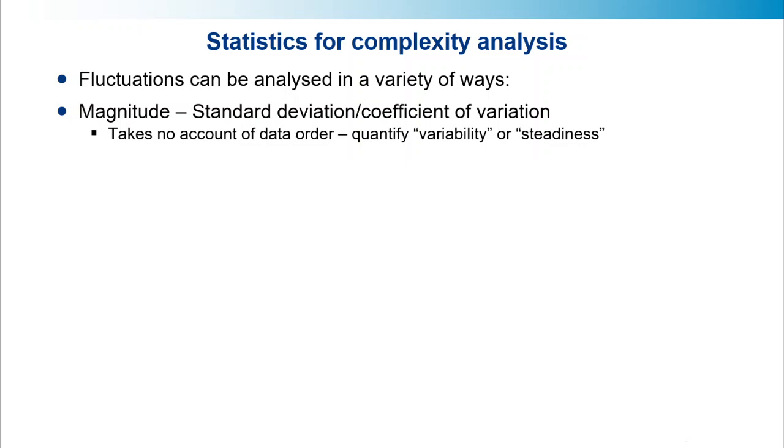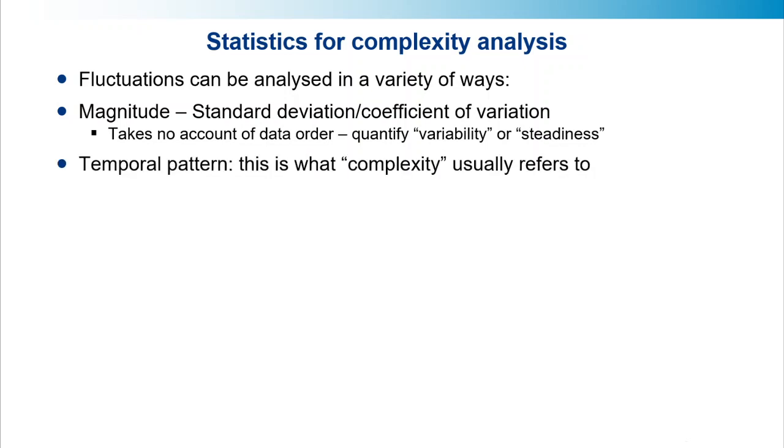So that's simply standard deviation or coefficient of variation. Then there's the temporal pattern of those fluctuations, and that's what complexity is usually trying to quantify, or at least the statistics we use and call complexity are essentially trying to do. Now these things are imperfect, but there are a number that we can use.